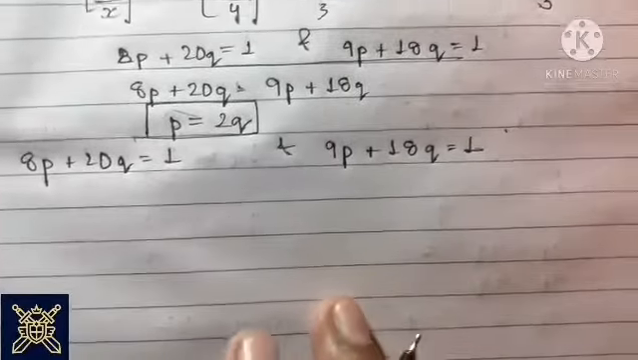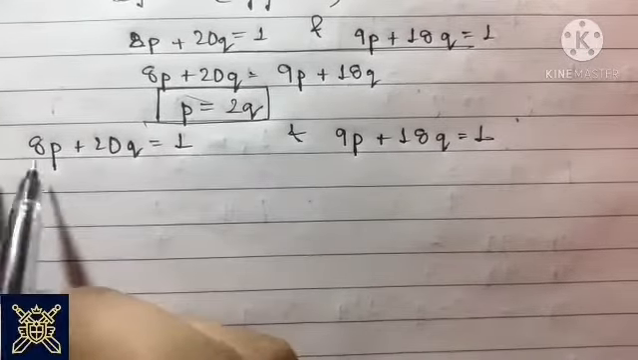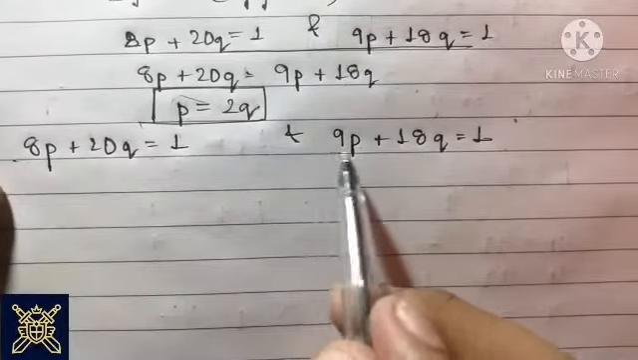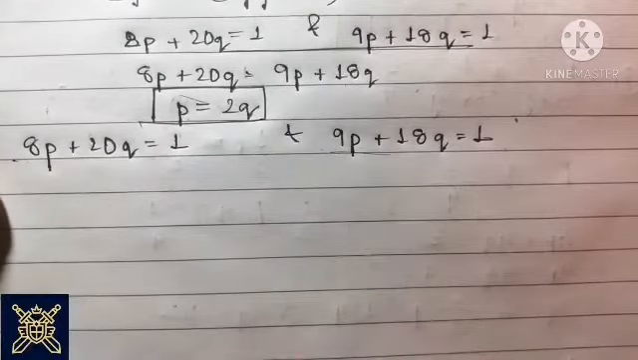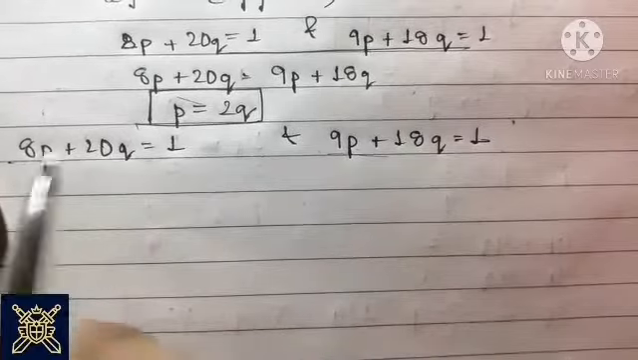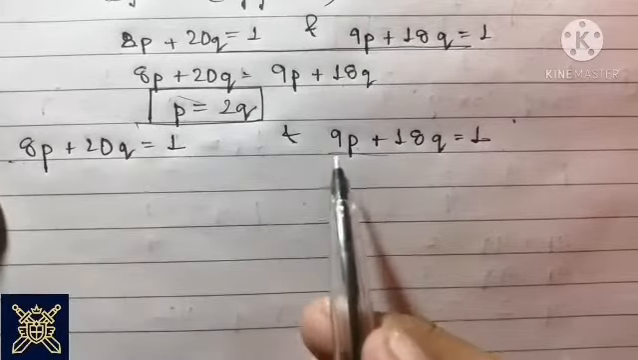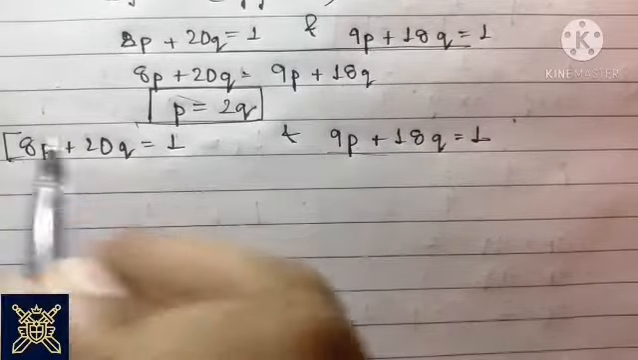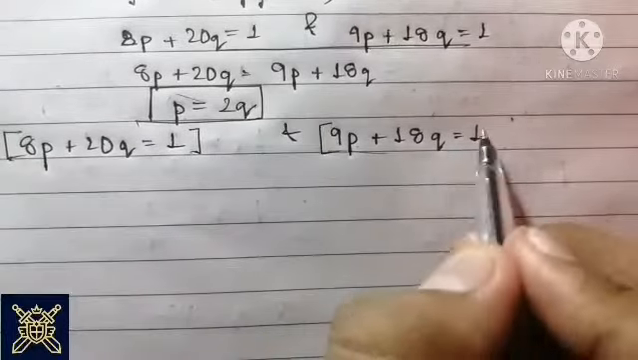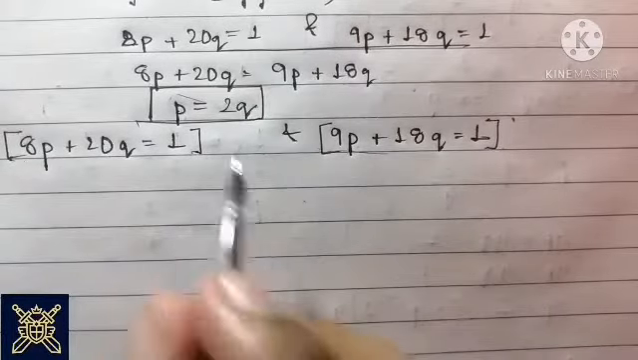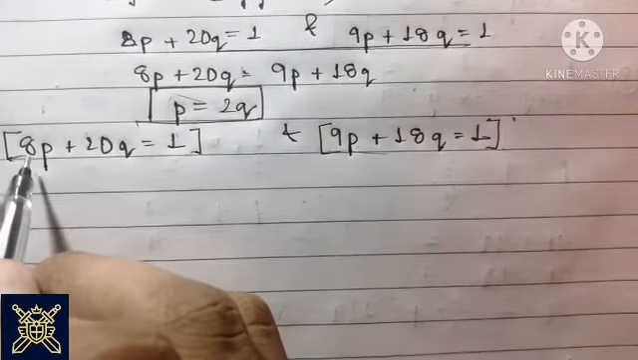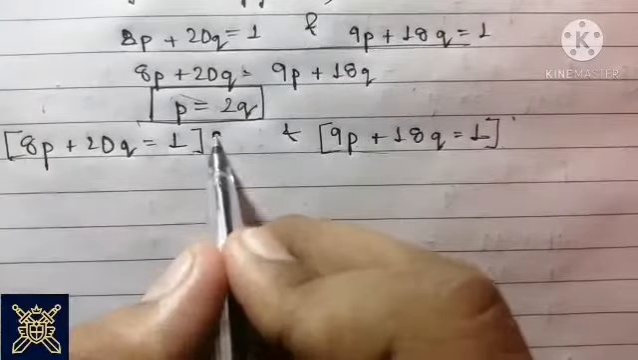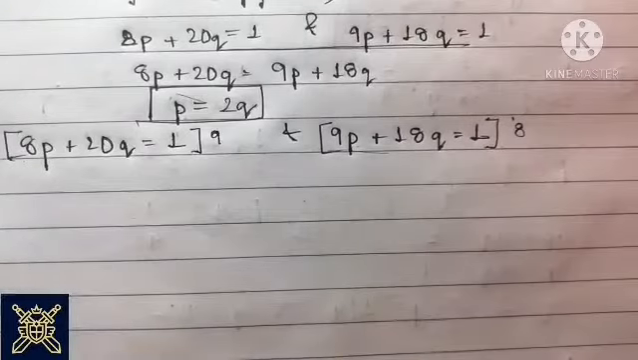So in order to eliminate any of the variables, we will have to get the same number. Here, as you can see, the LCM of 20 and 18 will be a lot larger number than the LCM of 8 and 9. 8 and 9's LCM is 72. So we can easily get 72 as the coefficient of p. In order to get 72p from 8p, you have to multiply by 9, and here you have to multiply by 8.